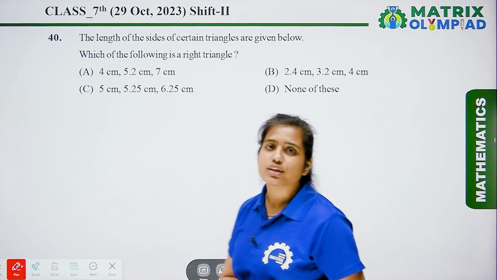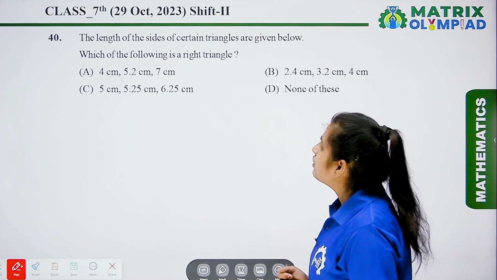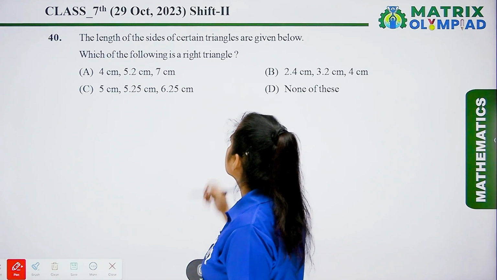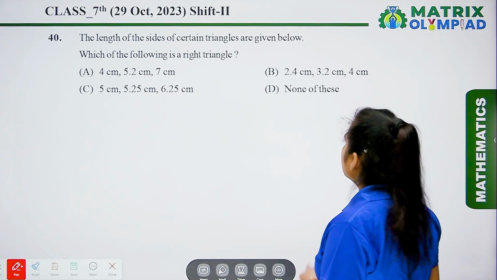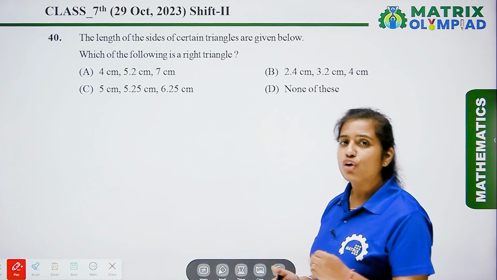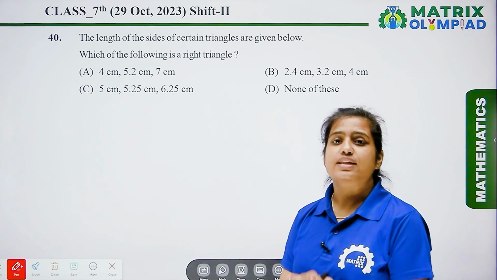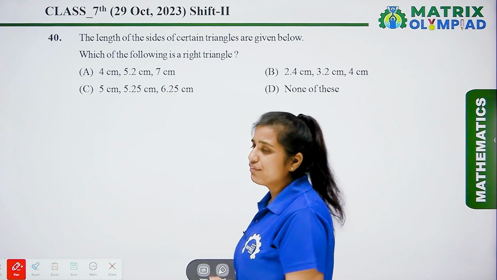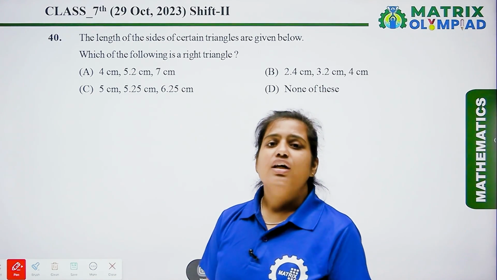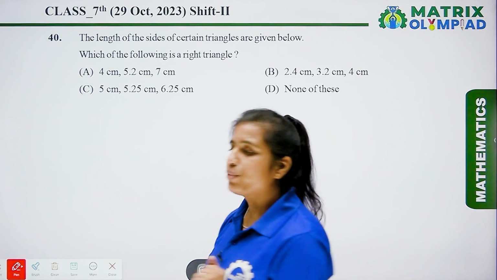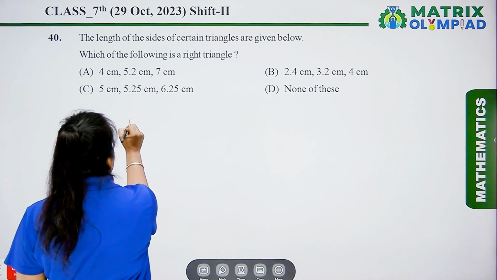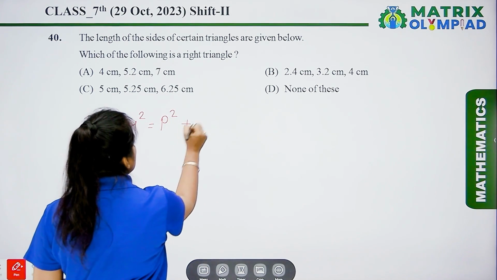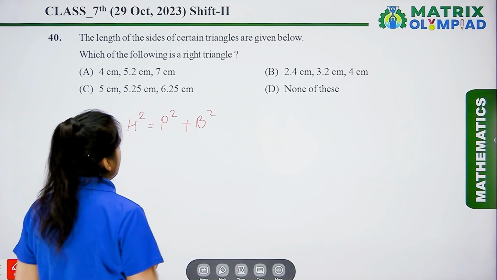Now let's move on to the next question, question number 40. The lengths of the sides of a certain triangle are given below. Which of the following is a right triangle? So here we have to find out of these four options which option is correct for the right angle triangle. For the right angle triangle, we have to use the Pythagoras theorem property. So here Pythagoras theorem is hypotenuse square is equal to perpendicular square plus base square.